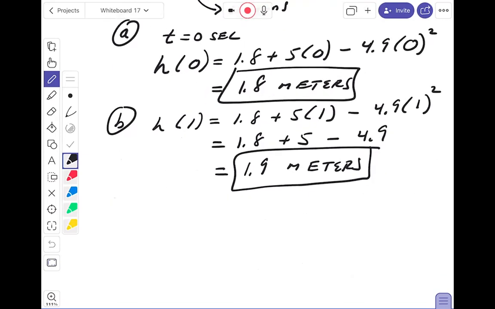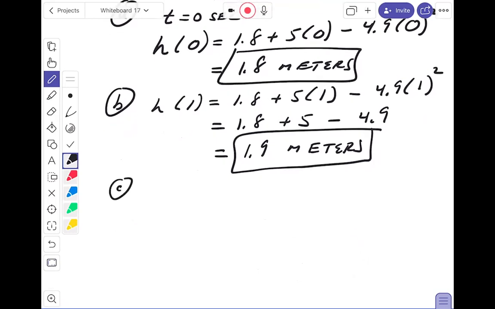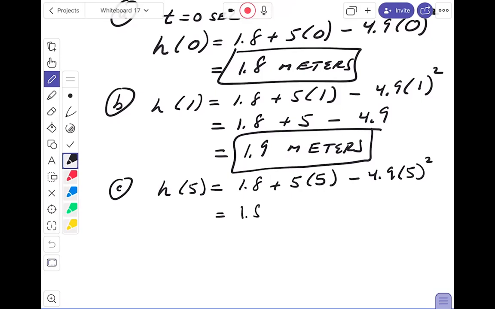So let's go C, and I'll write it down for you. And what does C say? Do you think it's valid at 5 seconds? Well, I want to be honest with you. Throwing an object in the air, I don't think it's going to stay in the air for long. 5 seconds sounds outrageous to me. It's not going to happen. But anyway, let's go through the work. H of 5. I'll write this down. 1.8 plus 5, put the value of the variable in, which is 5, minus 4.9, 5 squared. We do some work over here. 1.8 plus 5 times 5, which is 25, minus 4.9 times 25.